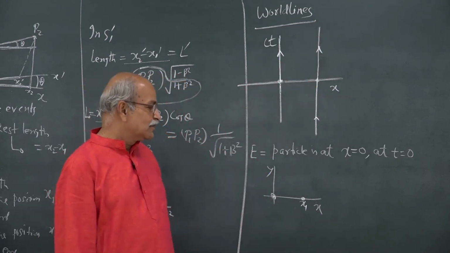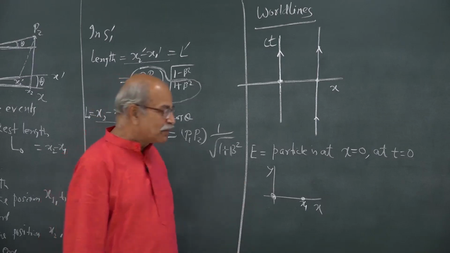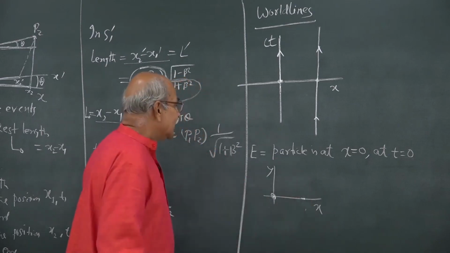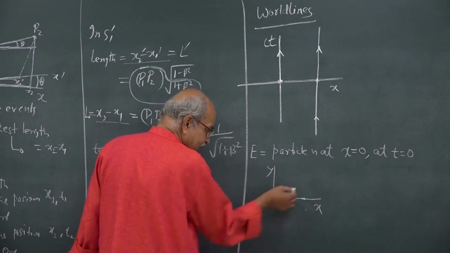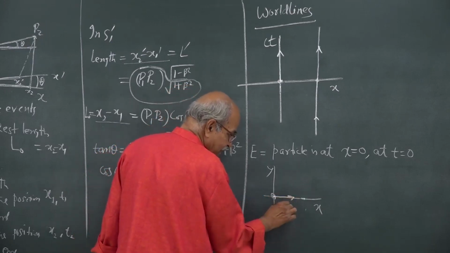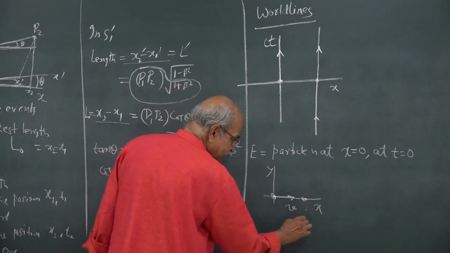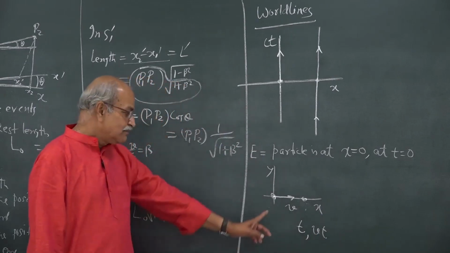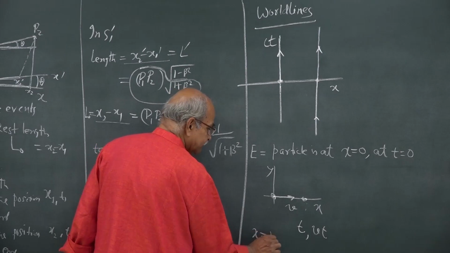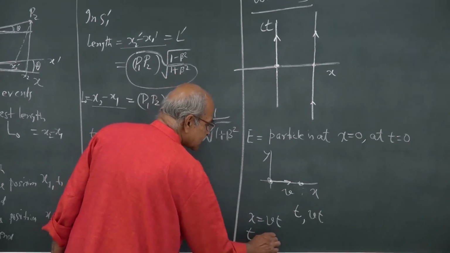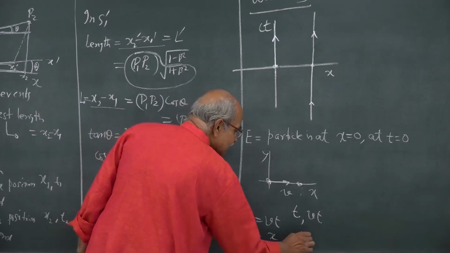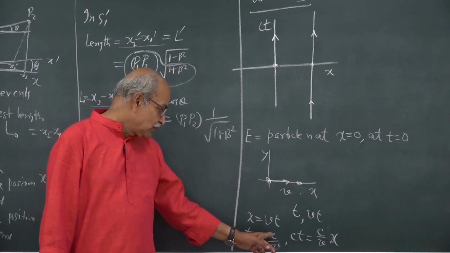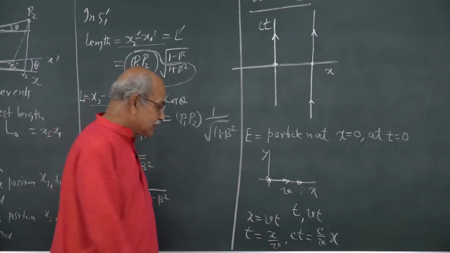What if this particle is moving at a certain velocity v? Let us say at t equal to 0 the particle is here and then it moves in the x direction with velocity v. So at time t it reaches here, at vt. So x is equal to vt, or t is equal to x by v, or ct is equal to c by v into x. So ct is equal to c into x divided by v.